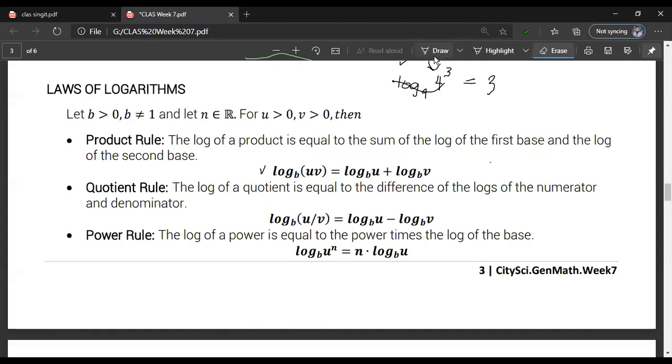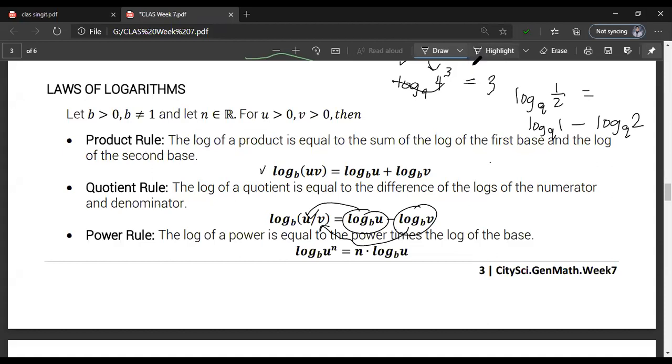Kunwari, logarithm of 1/2 with a base q. Ayan. So magiging ano siya? Magiging logarithm of 1 with the base q minus logarithm of 2 with the base q. Class dito class, importante po ang order. Kung sino yung nauna, siya dapat yung numerator. Kung sino yung nahuli, siya dapat yung denominator. Okay? Clear po ba?